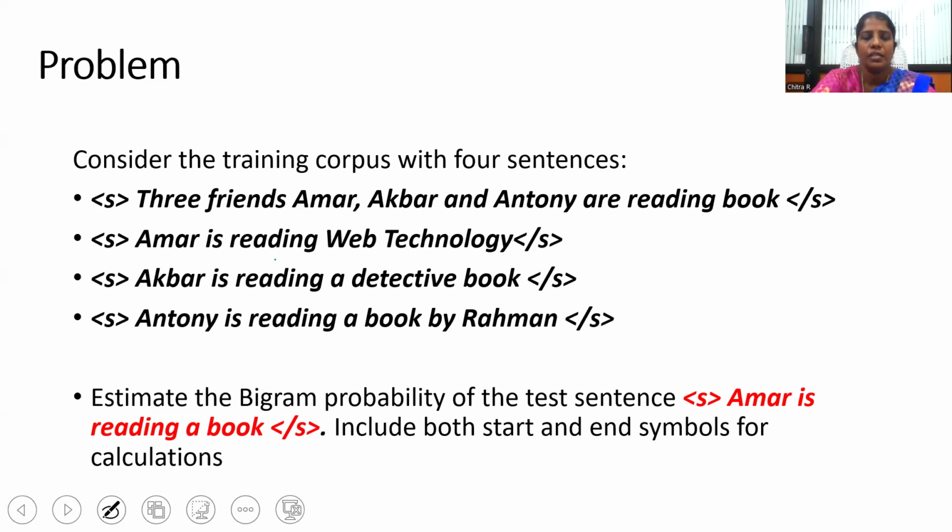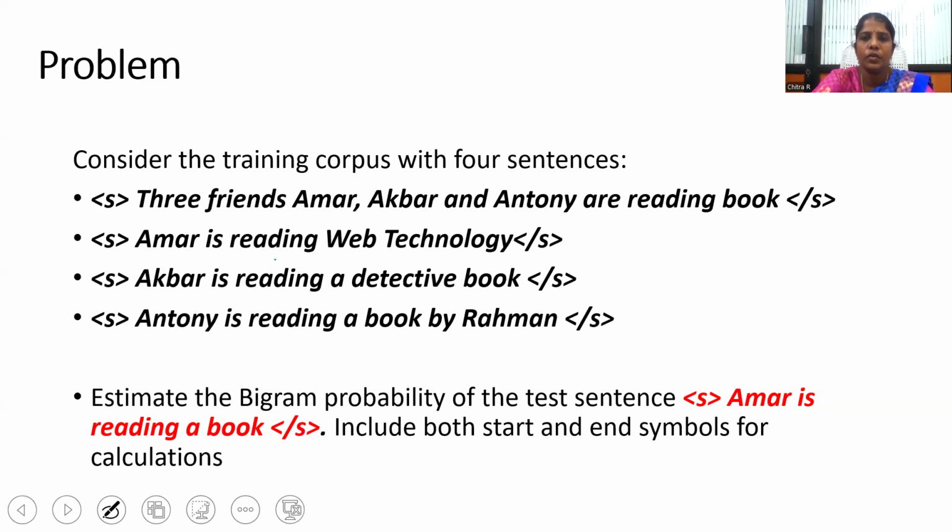The sentences given are: 3 friends, Samar, Akbar, and Anthony are reading book. This is the first sentence. If it is given in a paragraph, then divide it into sentences and give the delimiters, that is, the start and end symbols. Second sentence is Amar is reading web technology. Third sentence, Akbar is reading a detective book. Fourth sentence, Anthony is reading a book by Rahman.